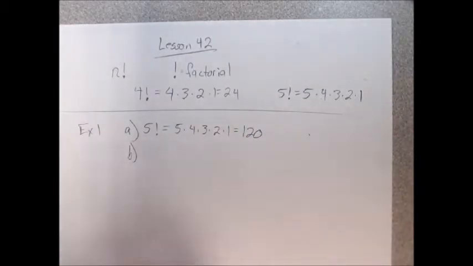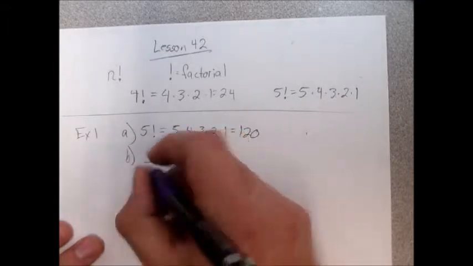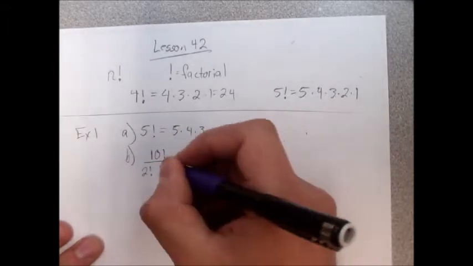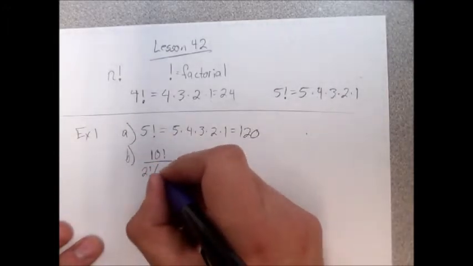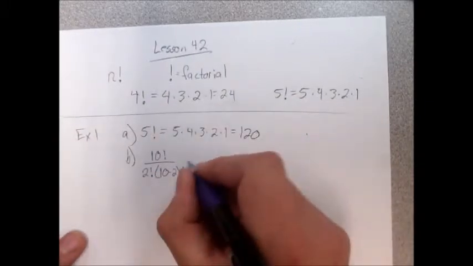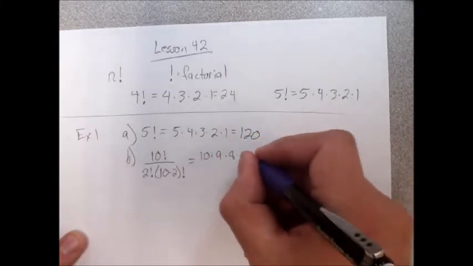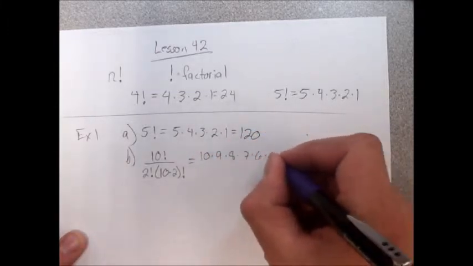On B, now this one goes from 5 factorial to solving this crazy thing really quickly. They have 10 factorial over 2 factorial, which is kind of silly, and then 10 minus 2 in parentheses factorial. So let's expand this. It looks like 10 times 9 times 8 times 7 times 6, 5, 4, 3, 2, 1.